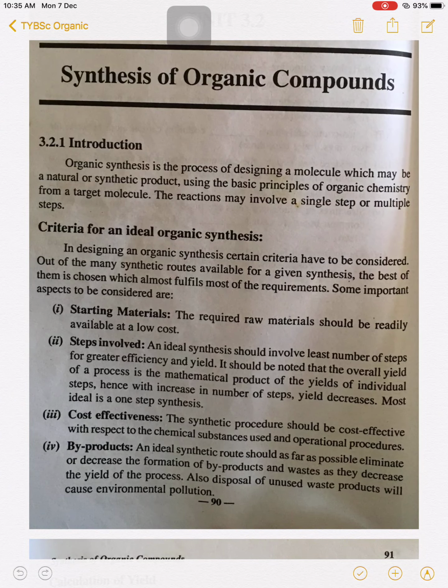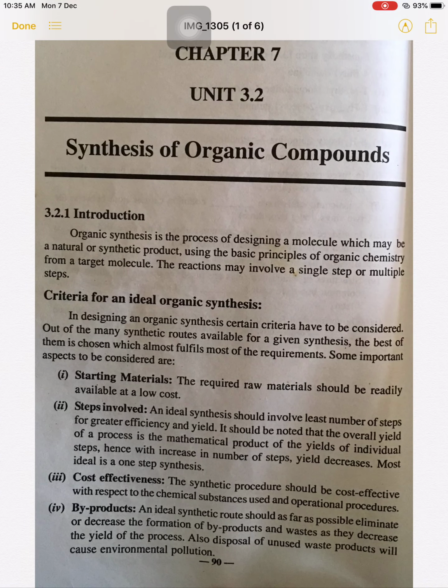So, dear students, we are going to start a new chapter, synthesis of organic compounds. In this chapter, we will see the criteria for an ideal organic synthesis, the 12 principles of green chemistry, and some green steps to synthesize some organic compounds. Let's begin with this topic.